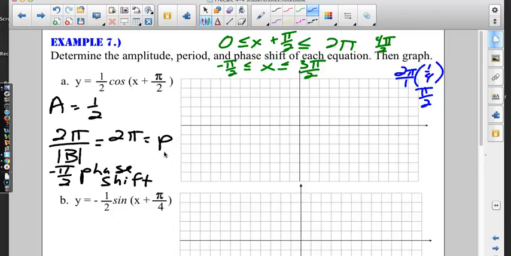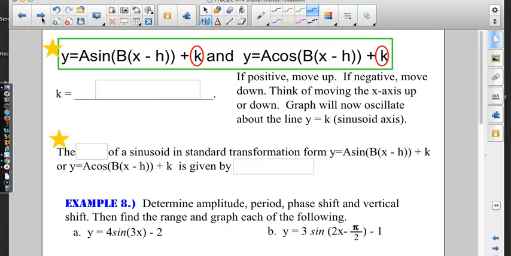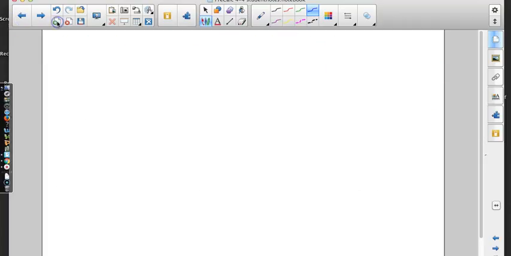Now, pi over 2 from what? Well, remember, this is our new starting place, this negative pi over 2. Let me get a new sheet here. I don't know how you guys are for space, but I need more room there. So that's where I know that I have to start.